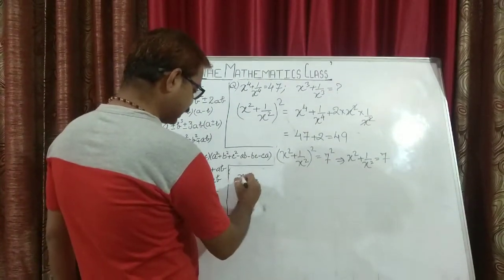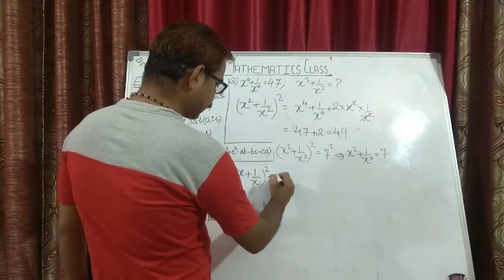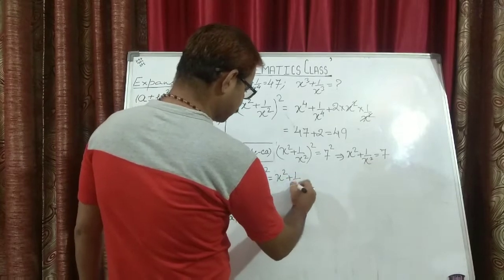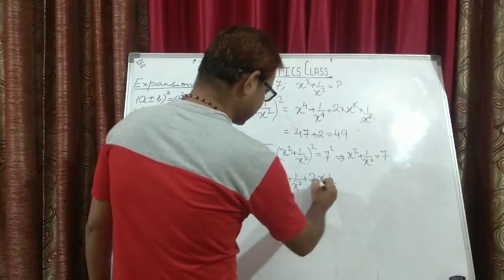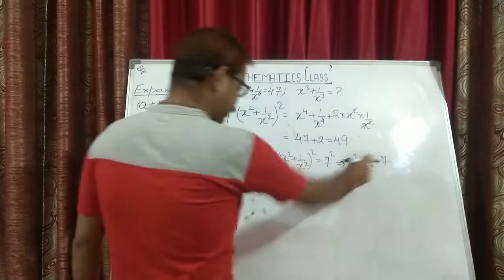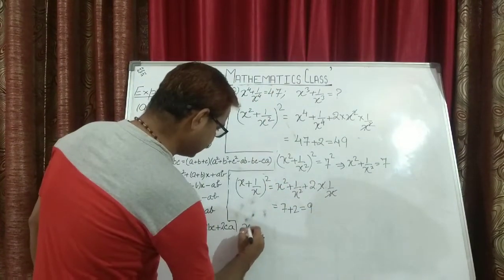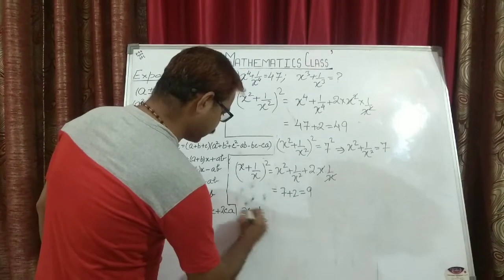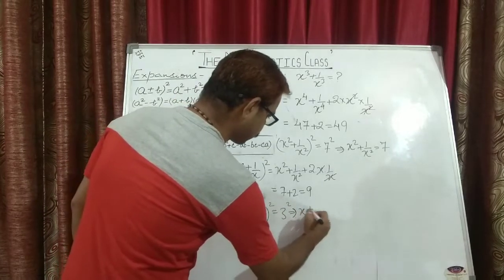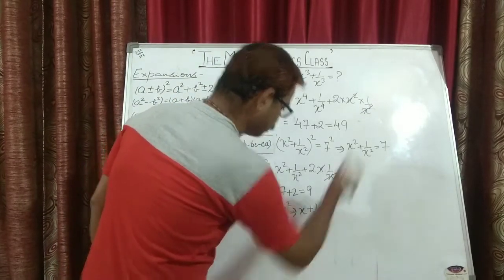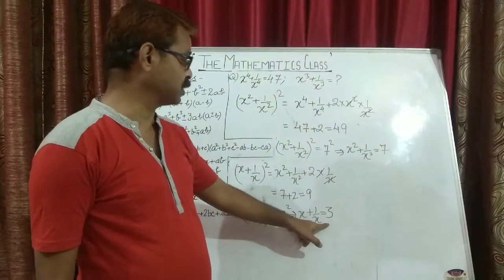We know that x plus 1 upon x whole square can be written as a square plus b square plus 2ab. This x and x cancel. In this, x square plus 1 upon x square is equal to 7. So that is 7 plus 2, that is 9. It means x plus 1 upon x whole square is equal to 3 square, which implies that x plus 1 upon x is equal to 3.